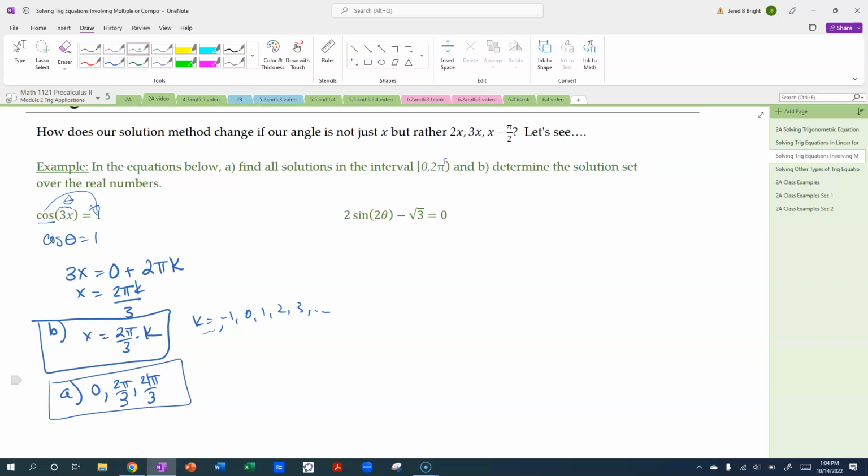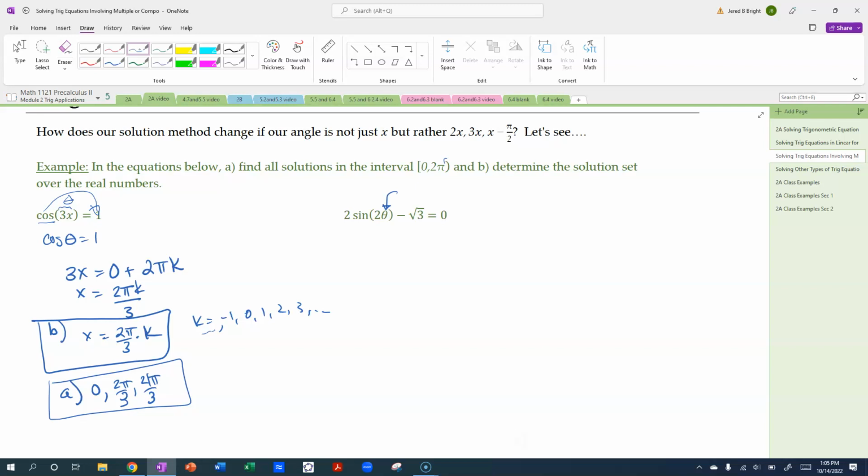Again, to find the specific solutions, just start substituting in values of k. Typically 0, 1, 2, 3, whatever, are good things to try. Just keep plugging them in until you get something that's outside of your range, or outside of your domain, rather.